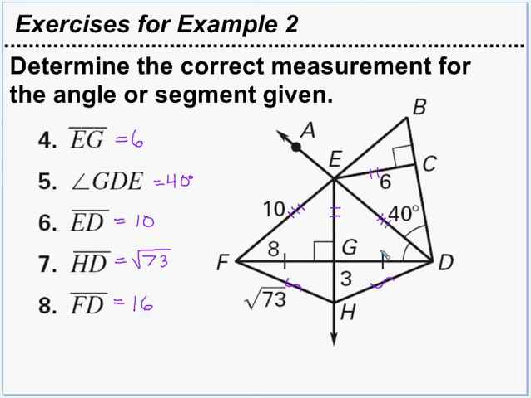G is the midpoint of FD. GD is 8. FG 8 plus GD 8 gives us 16.